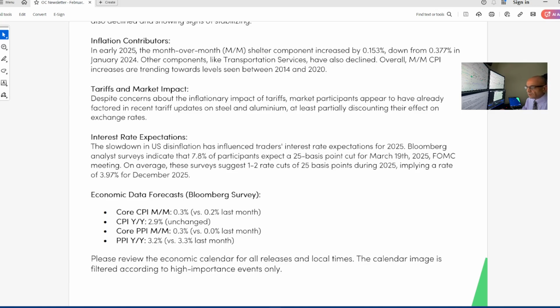According to the Bloomberg Analyst Survey, the core CPI month over month is expected to rise by 0.3 compared to 0.2 in the previous month. CPI year over year, 2.9% unchanged. Core PPI month over month, that's for the following day, 0.3% compared to 0.0 last month, and then for the year over year 3.2% compared to 3.3% for the prior month.